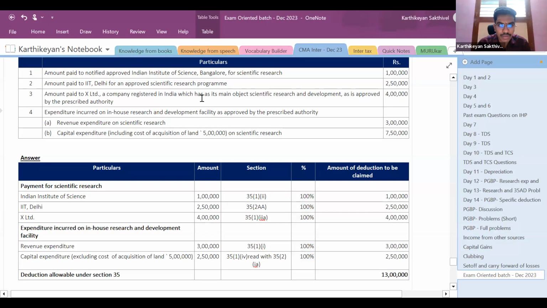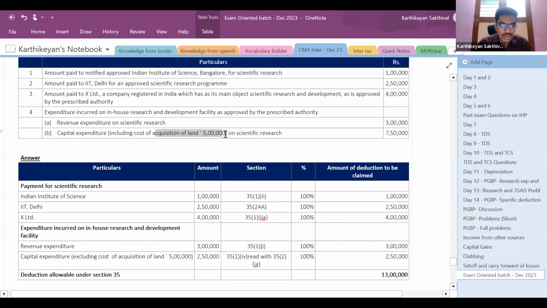Next is the amount paid to IIT Delhi, 2.5 lakhs. It is paid to X Limited, a company registered in India whose main objective is research and development, and it is approved by the prescribed authority. Since it is approved, you can claim the entire 4 lakhs here. So expenditure incurred on in-house R&D as approved by the prescribed authority: revenue expenditure, 3 lakhs, fully claimed.